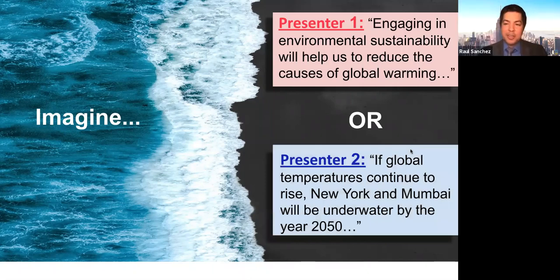So in the second variation, if global temperatures continue to rise, New York and Mumbai will be underwater by the year 2050. Okay, so this is quite disturbing. Unfortunately, I didn't make this up. This is actually out there in the media and the news. But this is a disturbing statistic. It grabs your attention, okay?